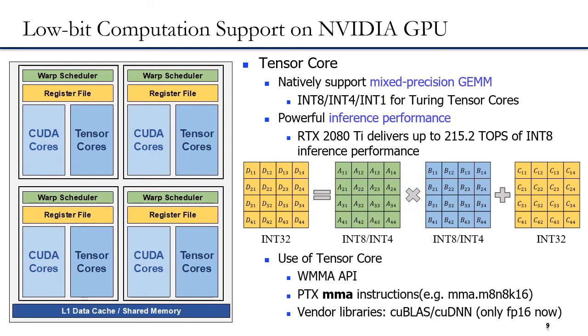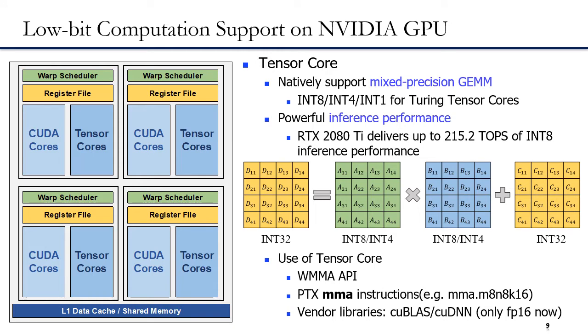NVIDIA Volta and Turing architectures introduce tensor cores, which can natively support mixed precision GEMM. For example, Turing tensor cores support 1-bit, 4-bit, and 8-bit GEMM. Tensor cores can provide powerful inference performance. For example, RTX 2080 Ti delivers up to 215.2 TOPS of int8 inference performance.